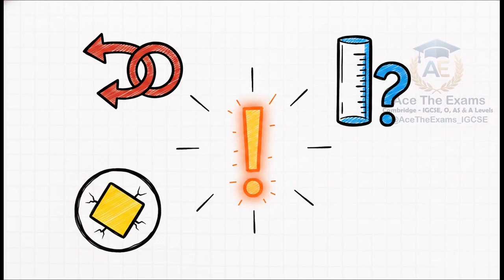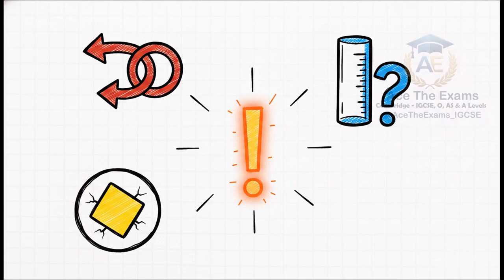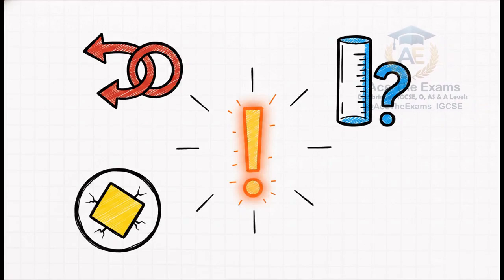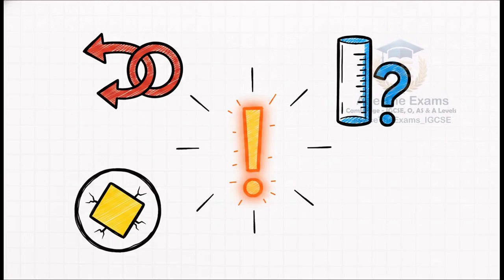They present correct numbers, but with missing or entirely wrong units, making the data absolutely useless. And number 3, answers that lack specific context. You cannot just give a generic textbook answer. You have to apply your conceptual understanding to the unfamiliar context provided in that specific question.